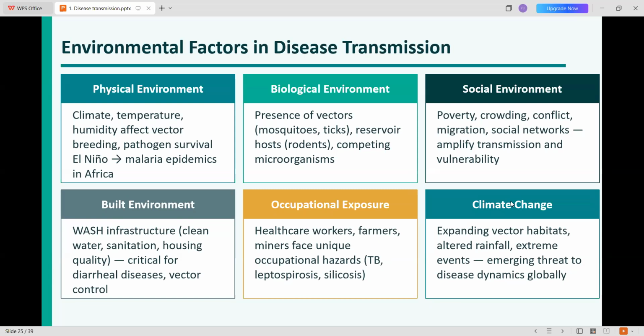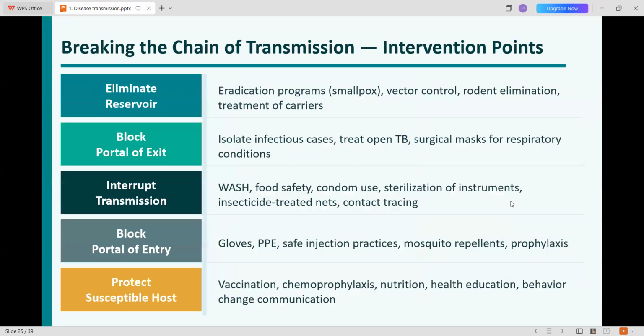Occupational exposure, healthcare workers, farmers, miners face unique occupational hazards. Climate change is expanding the vector habitat, altering rainfall, extreme events, an emerging threat to disease dynamics globally.